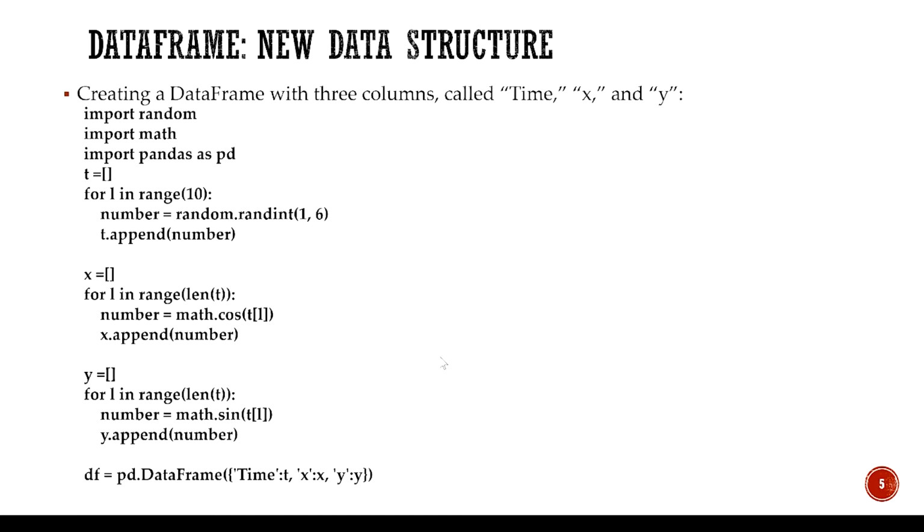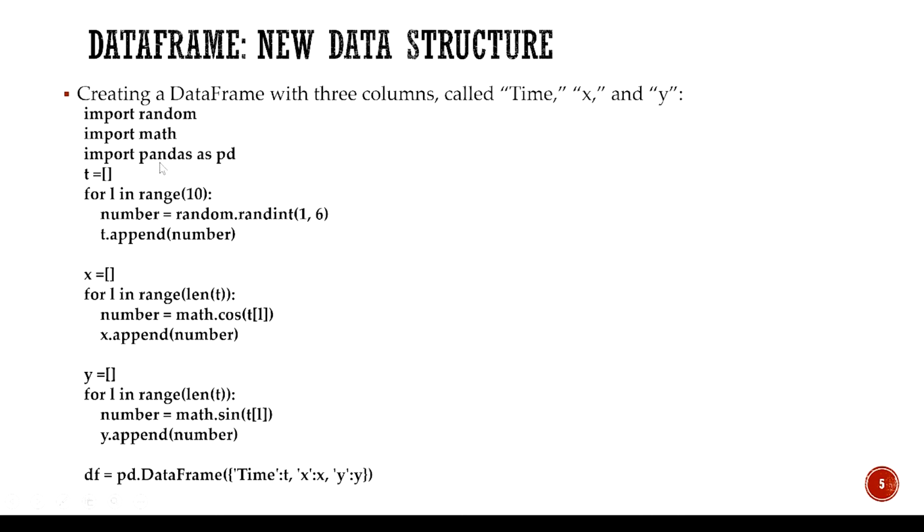Okay. Now let's try to start from scratch and create a DataFrame which has 3 columns: the first column is time, the second is X, and the third column is Y. So let's go over the piece of code you are seeing in this slide, and then we try to implement it in a notebook.